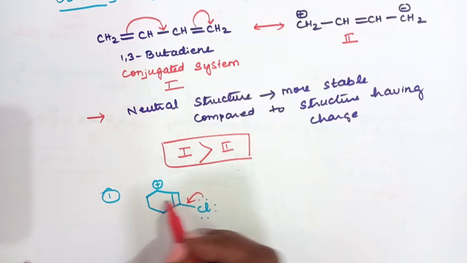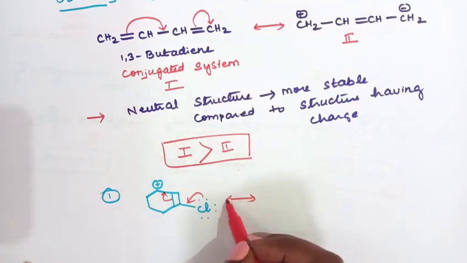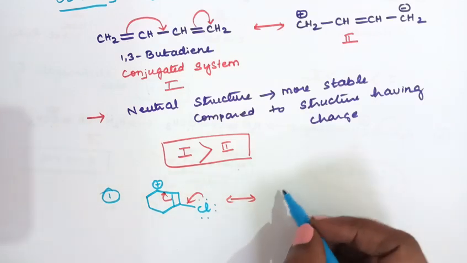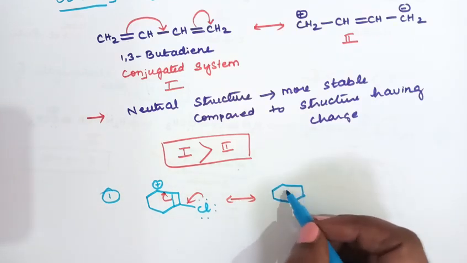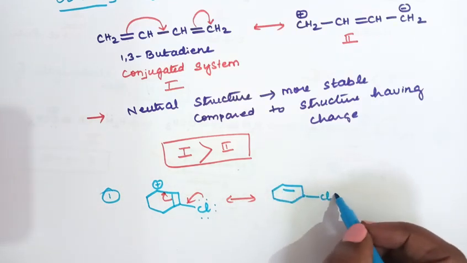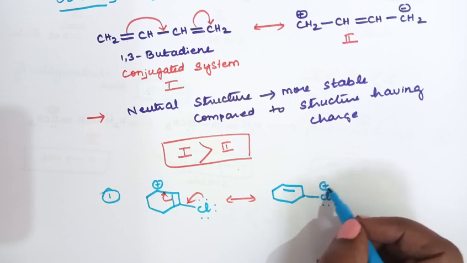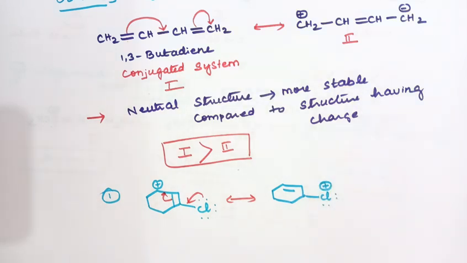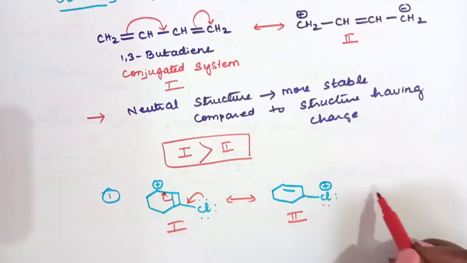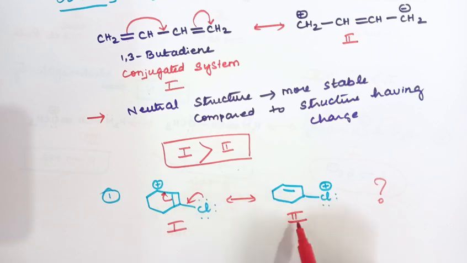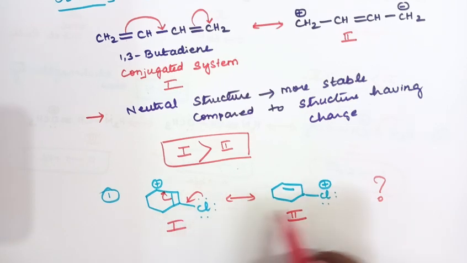So these electrons will shift here, this will shift here. So you will be getting this here and a positive sign here. So this is structure 1 and this is structure 2. So students, homework for you is to find which is more stable. Is structure 1 more stable or structure 2 more stable? Write your answer in the comment section.